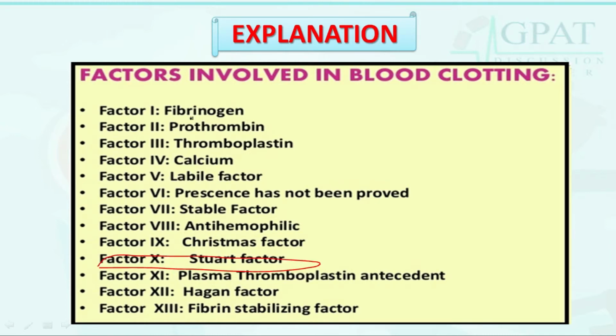So the first factor is fibrinogen, second is prothrombin, third is thromboplastin, fourth is calcium, fifth is labile factor, sixth is one whose presence has not been proved, and the seventh is stable factor, eighth is antihemophilic factor, ninth is Christmas factor, 10th is Stuart factor, 11th is plasma thromboplastin, 12th is Hageman factor, and 13th is fibrin stabilizing factor. So these are the factors involved in blood clotting. Students, just see the beauty that in blood clotting 13 clotting factors are involved. So moving on to the next question.